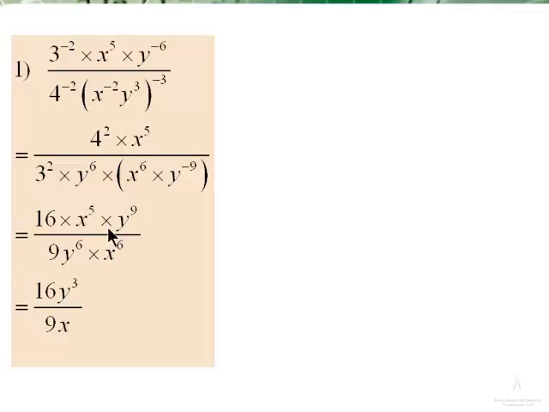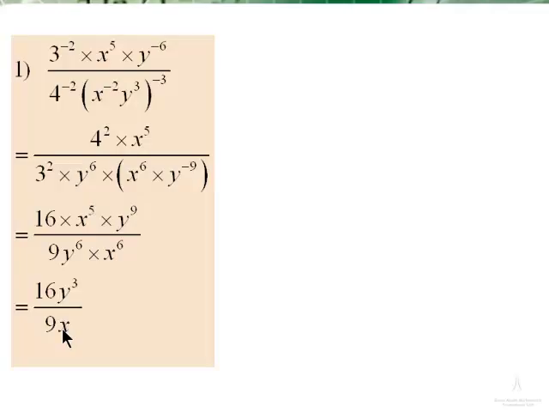So now it is just a case of making use of the division exponential law. So we have 16 over 9. No further simplification is possible there. We have x to the power 5 above the line and x to the power 6 below the line. Now if you use the division rule, then it's x to the power 5 divided by x to the power 6. So it's x to the power 5 minus 6, which is x to the power minus 1.